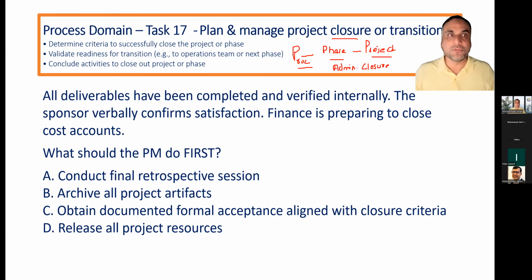Based upon that, first you need to determine criteria to successfully close the project or phase. Can you tell me where we write the project success criteria, when the project will be considered as completed? Determine criteria to successfully close the project or phase. What documents will give you the guidelines that now you can close the project? Give me the names of two documents. What do you remember? Where we mention that now we can close the project or phase or procurement.